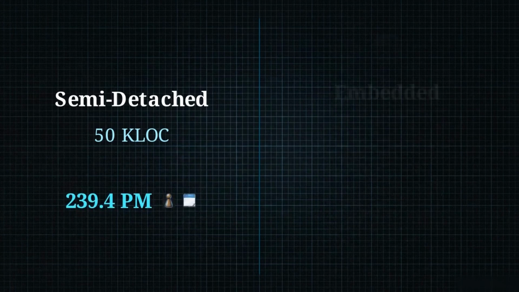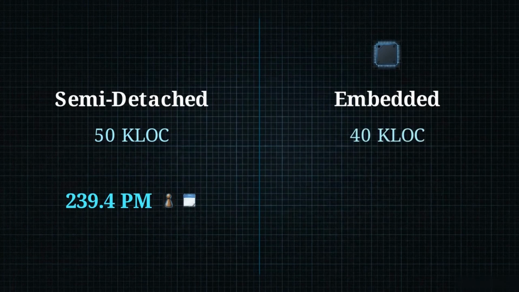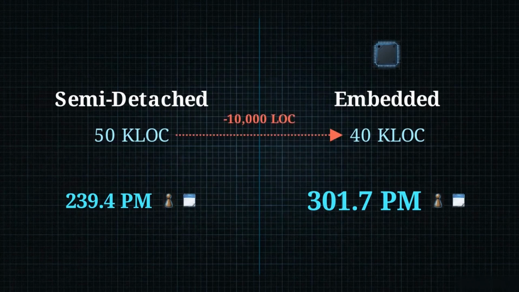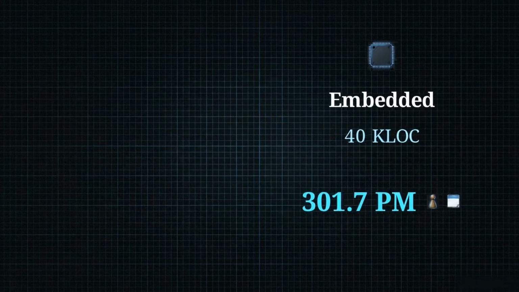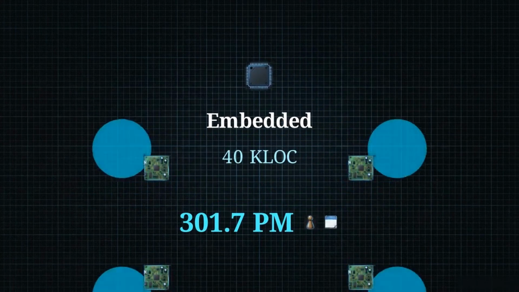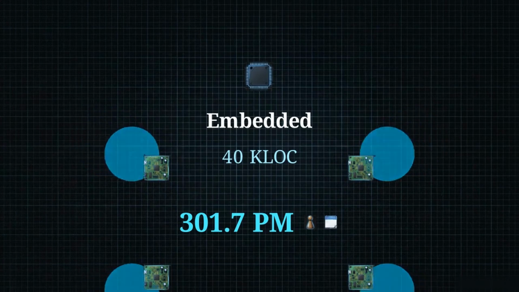Let's look at a side-by-side comparison. On the left is our 50 KLOC semi-detached project, requiring 239 person-months. On the right, we calculate a smaller embedded project of only 40 KLOC. Using the embedded constants, 3.6 times 40 to the power of 1.20 evaluates to a staggering 301.7 person-months. Notice the discrepancy. The embedded project contains 10,000 fewer lines of code, yet it requires over 60 additional person-months to complete. The strict reliability and hardware constraints of embedded systems drive up the labor dramatically.